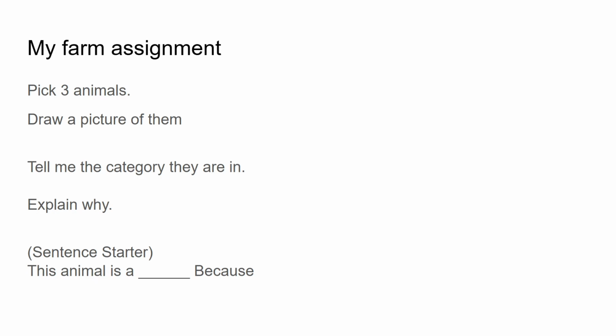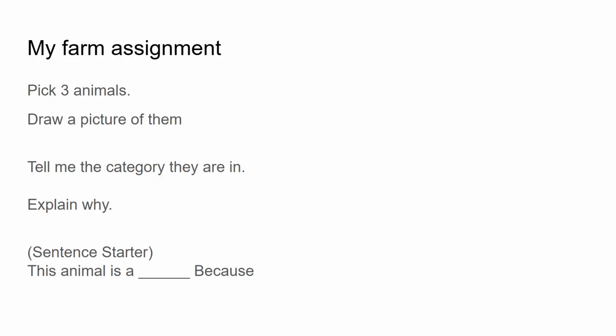So, our final assignment for the day would be my farm assignment. Again, we're giving students a choice. We're letting them pick 3 animals. Here comes the expression. We're asking them to draw us a picture. Why are we asking them to draw us a picture? Because it's science class. It's not reading class. It's not writing class. It's science class. We want to have a little fun with it. So we're going to ask them to draw us a picture. Then they're going to tell me what category they're in and explain why.